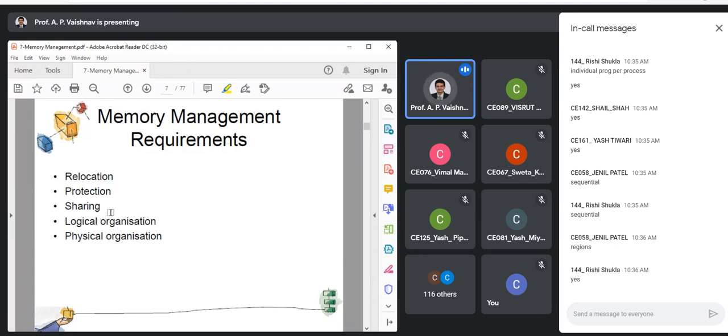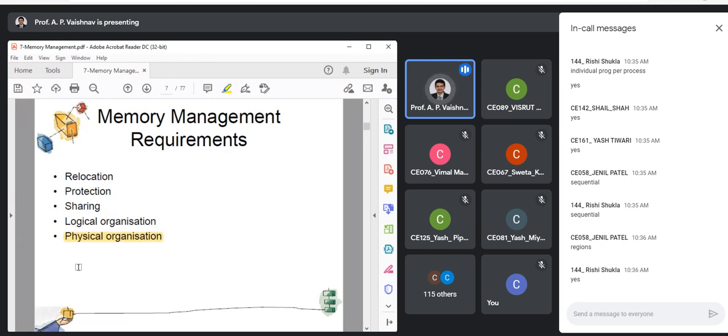Last one, physical organization. Physical organization means how the memory is actually divided into types. In a normal scenario, we have only two types of memory: main memory and secondary memory. This last requirement states how the OS efficiently manages the mapping between main memory and secondary memory, that is, the swap in and swap out operations. That is why it is called physical: you have the hardware, your RAM and hard disk. When information is transferred from one location to the other, it has to be done efficiently.